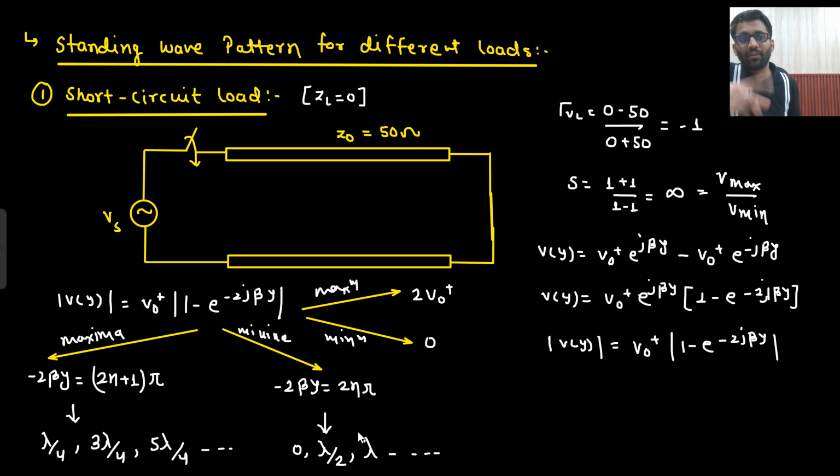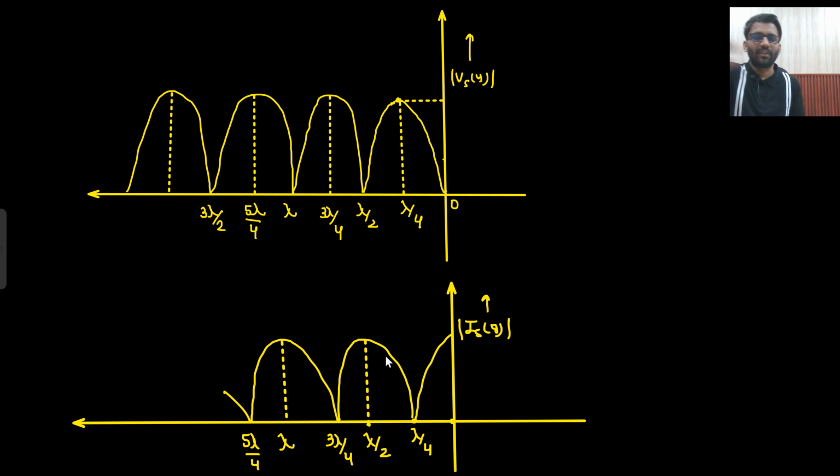And in case of current, you will be starting with current maxima, because whatever is happening in voltage, the opposite will be happening in current. So this will be the waveform, right? You will be starting with voltage minima. In that manner you will go. And what is the maximum value? 2 V0 plus. Here what will be the maximum value of current? 2 I0 plus. But what is the standing wave ratio here? Current standing wave ratio would be equal to infinity.